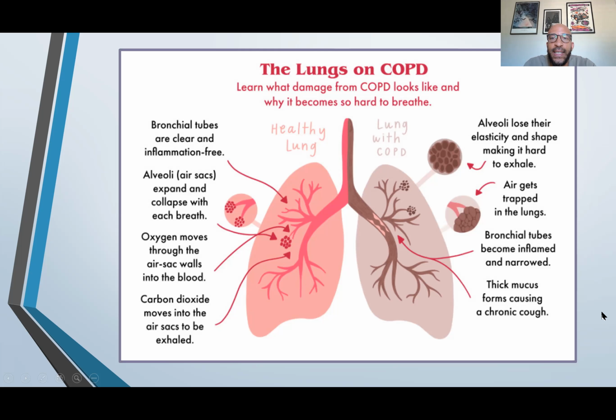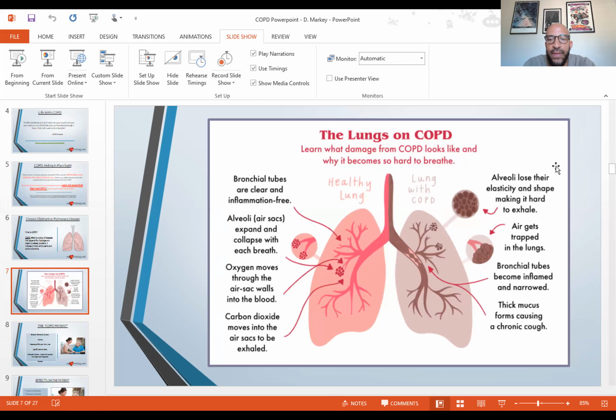The alveoli lose their elasticity, and this makes it hard for them to exhale. So if the alveoli are losing elasticity, then that means they're not expanding to the capacity they should. They're not filling with the amount of air that they should, and that means we're not getting as much oxygen into our lungs as we should. And when it's time to exhale, that air actually gets trapped in the lungs because they don't have the elasticity to snap back and push the carbon dioxide out.